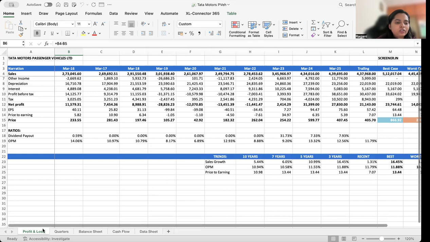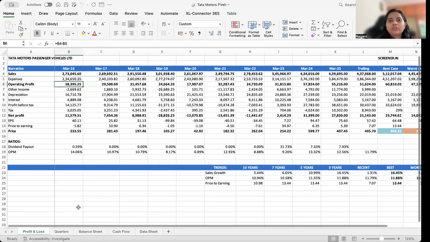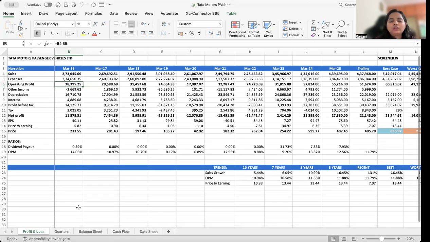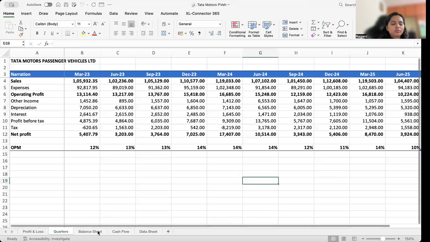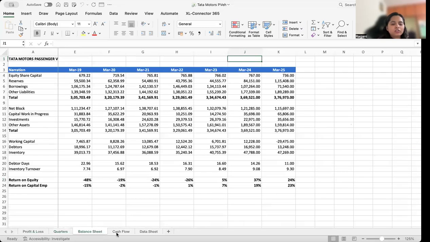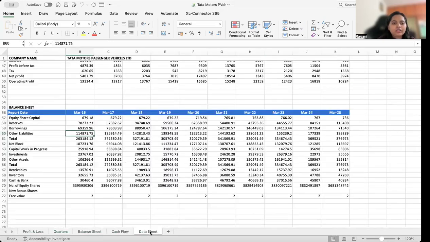Here is the data of Tata Motors: profit and loss account, quarters data, balance sheet, cash flow accounts, and data sheet.